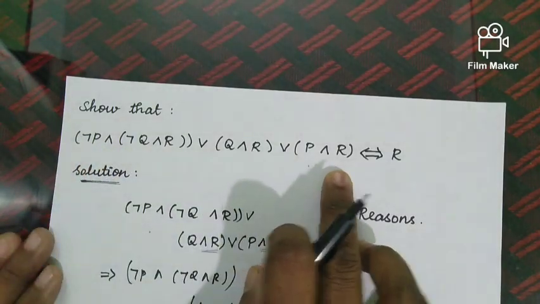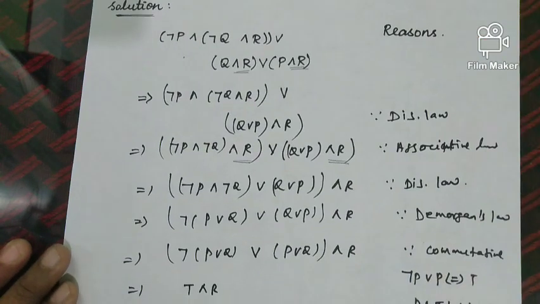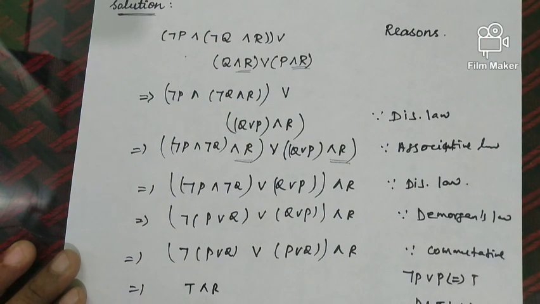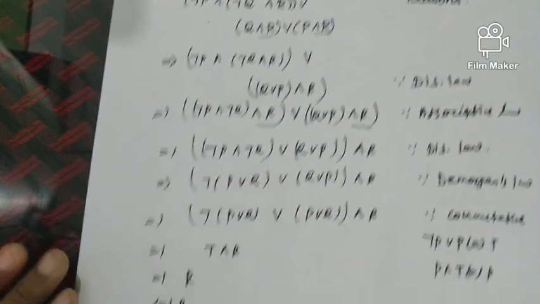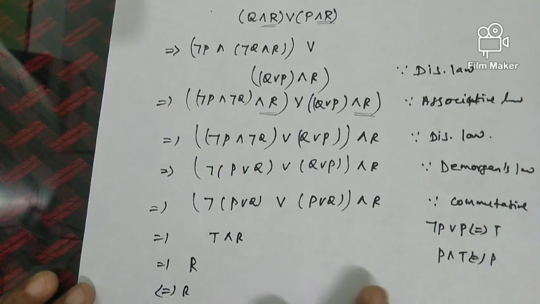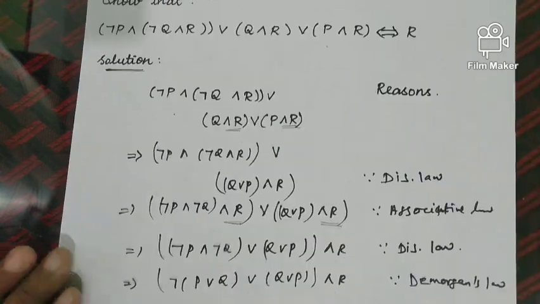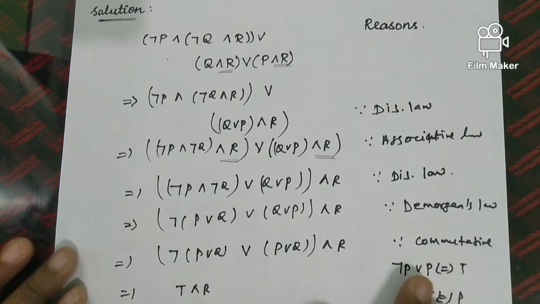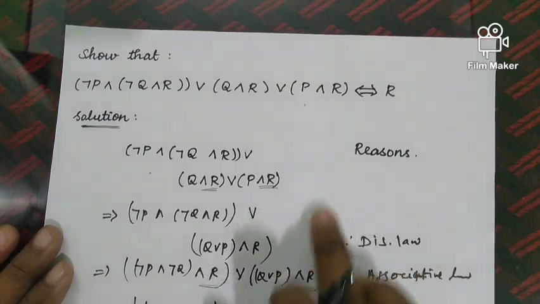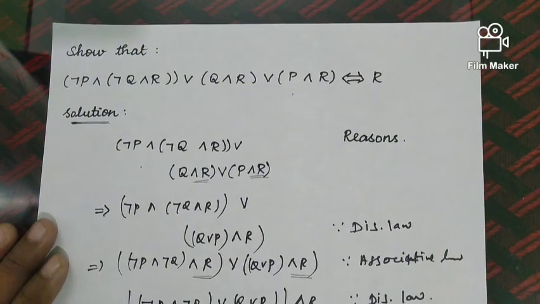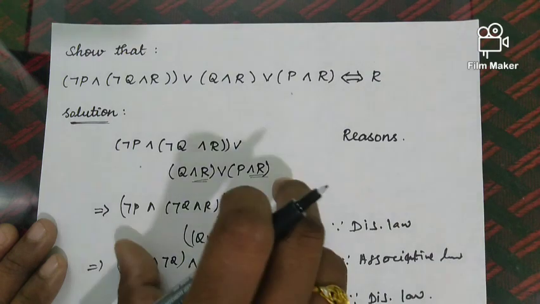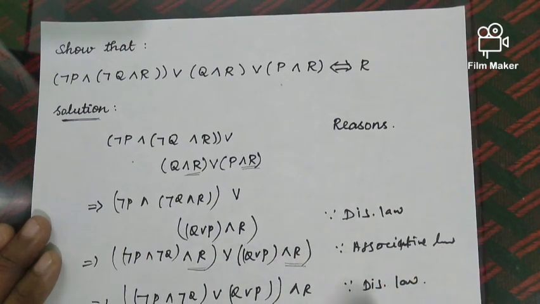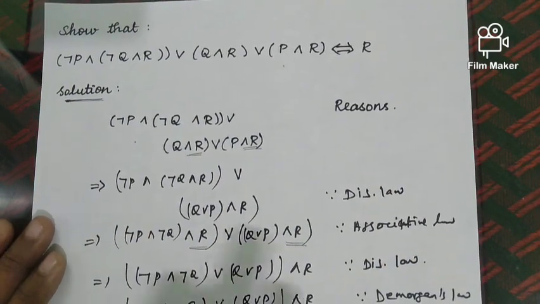So now look at the question. We have taken the left hand side and now we have arrived at the right hand side answer, which is equivalent to R. Therefore we have arrived at the result, hence proved. The question is only show that, or hence showed. So this way only we have to give the reasons in the problems. This is the way we have to do the problem with the reasons.